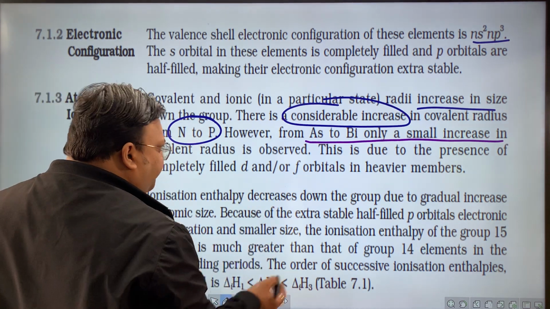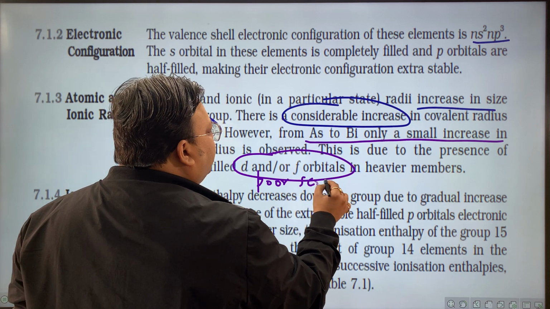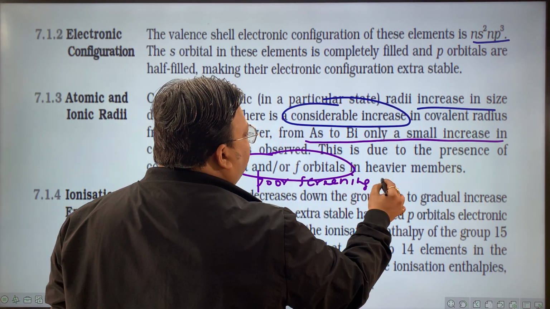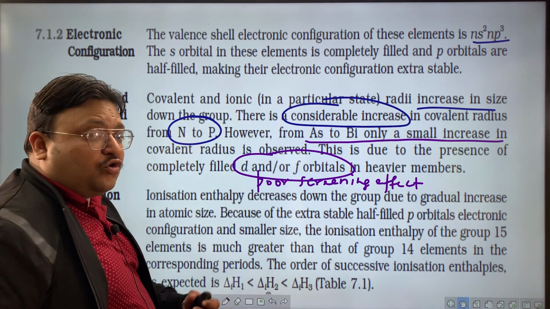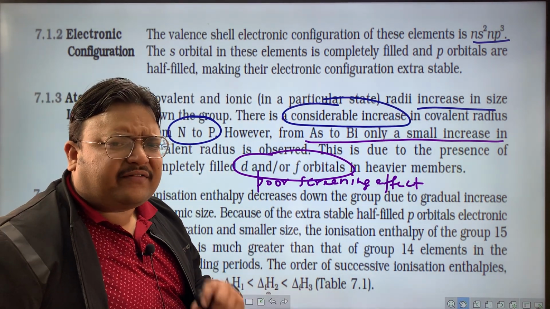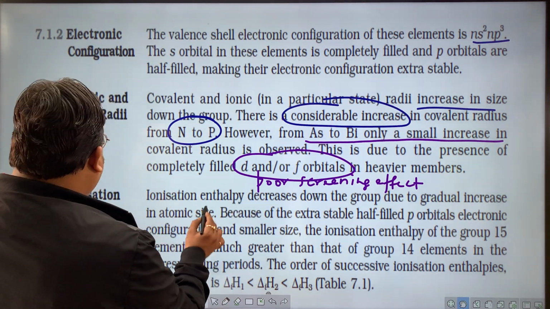D and F will have poor screening effect. So poor screening, you have been told in the past, would mean they will be under stronger nuclear grip and the increase in size will be less than expected. D and F having poor screening effect, that is expected.